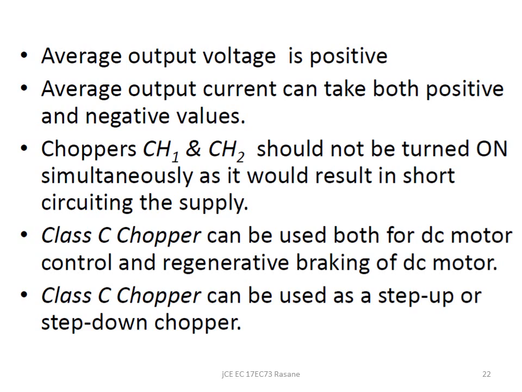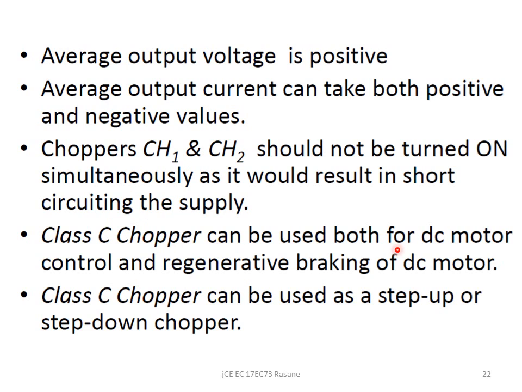If you look at the average output voltage, it is positive. The average output current can take both positive and negative values depending upon which choppers are conducting. So chopper CH1 and CH2 should not be turned on simultaneously. You'll note that they are in series and connected across the supply. So if both of them are on, then the supply gets short circuited.